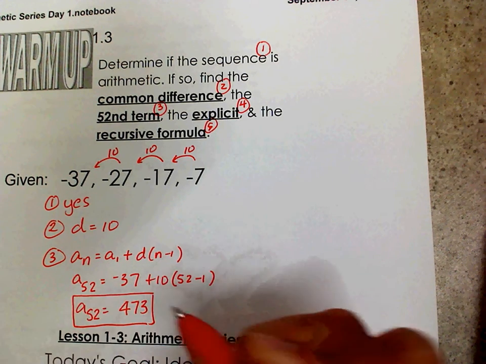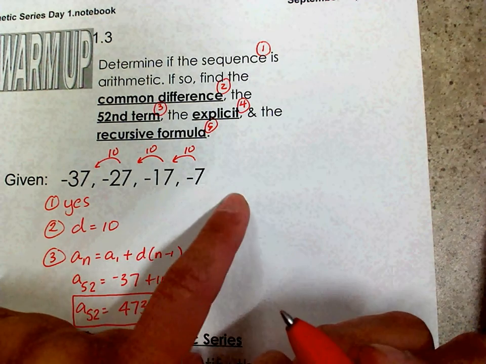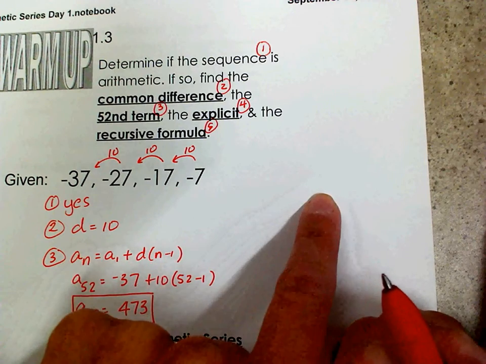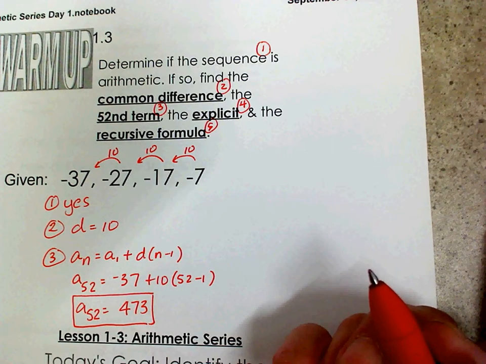So if I keep going until I get to my 52nd term, that number is going to be 473.